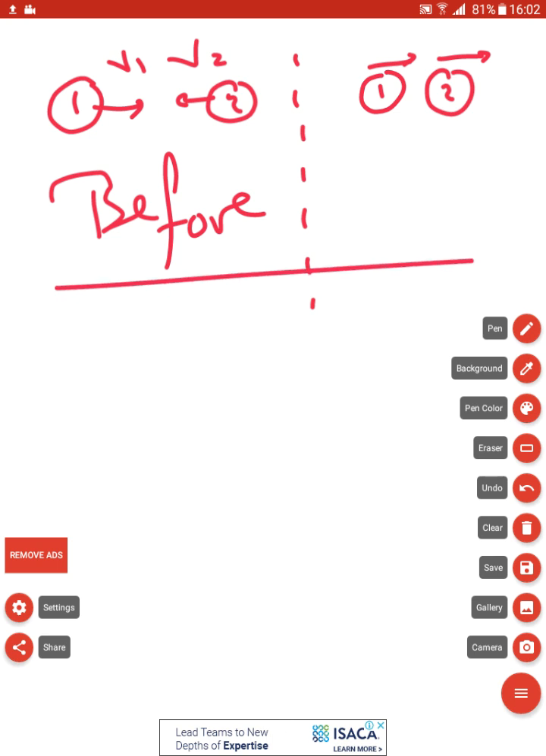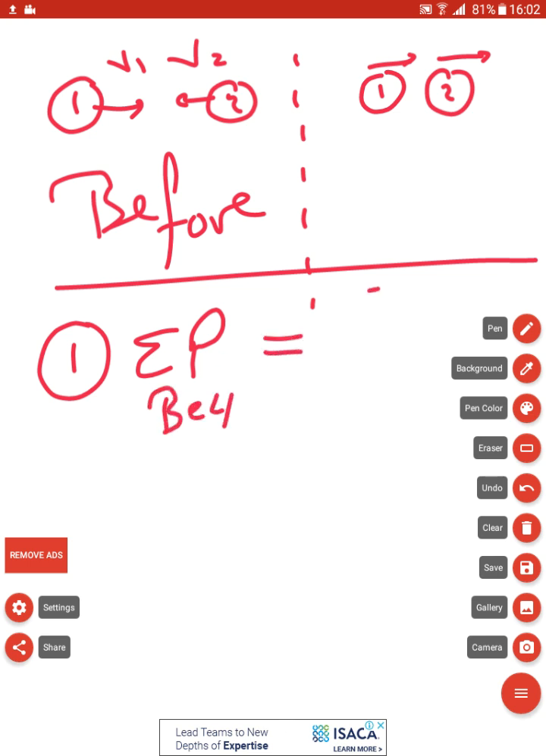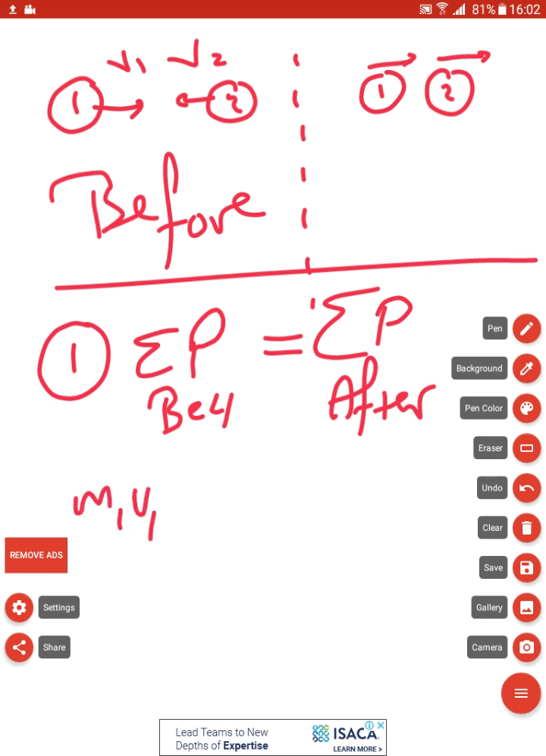In all collisions, you have to remember that the summation of momentum before collision has to be equal to the summation of momentum after collision. This means that m1v1 plus m2v2 has to equal mass 1 times the speed of object 1 after collision, plus m2v2 after collision. Let's erase this.